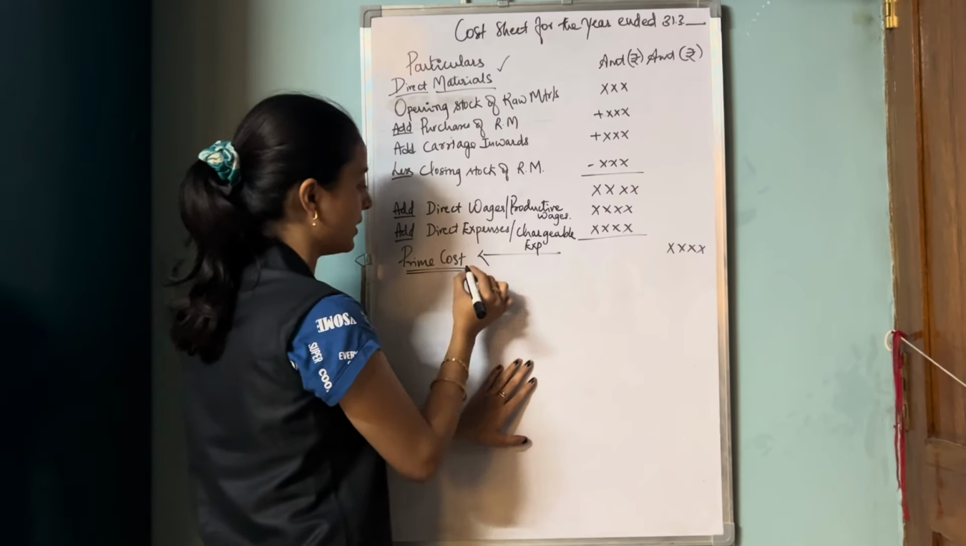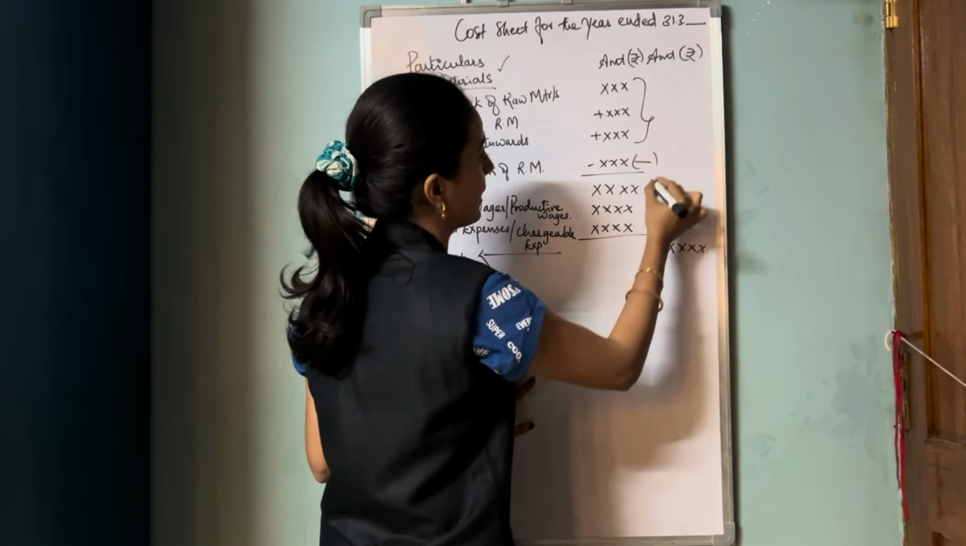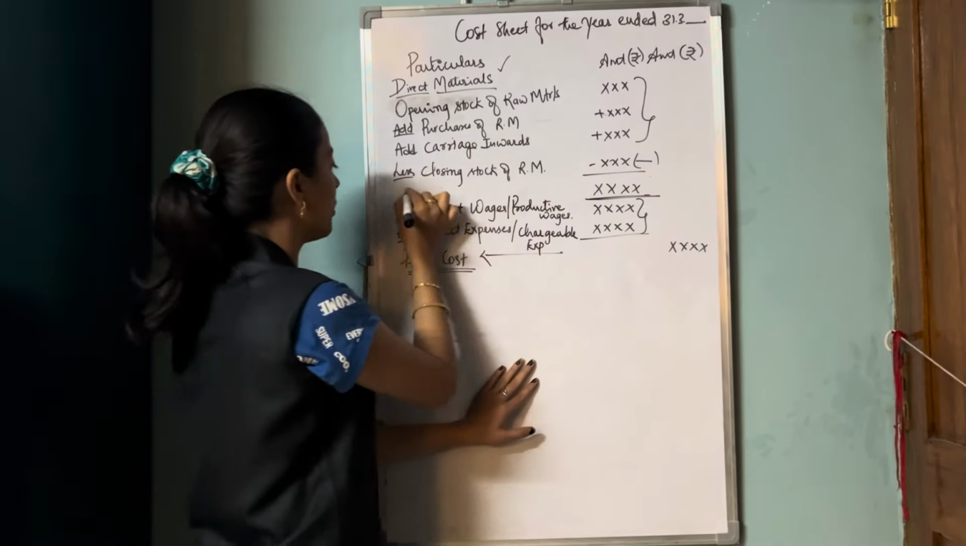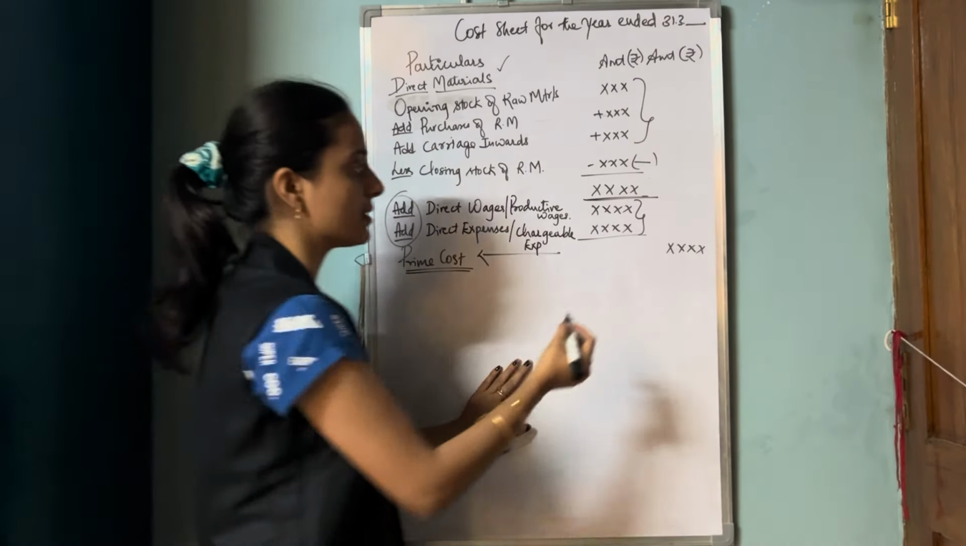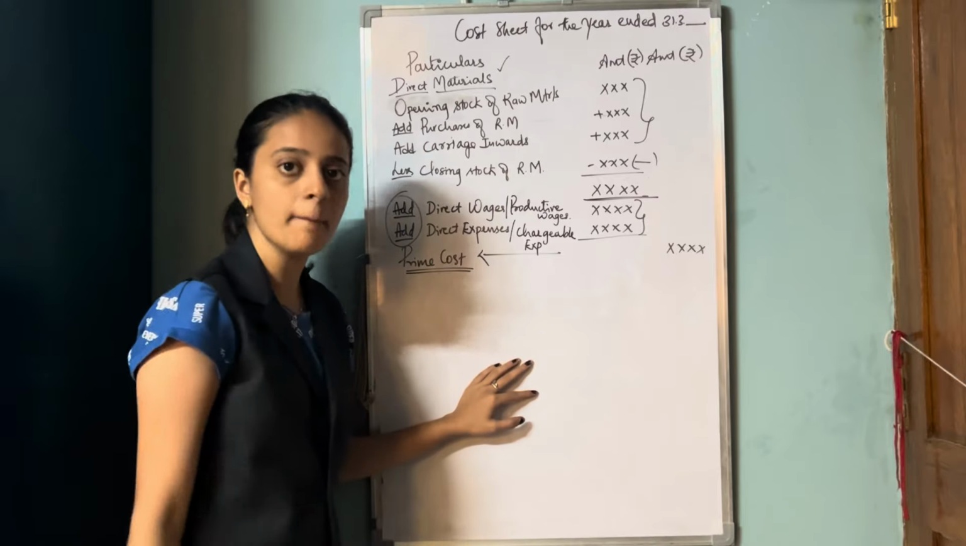So it will result in prime cost. What I did, I added all this, I subtracted this, and it results in this. We added all the things and I wrote in the outer column the final answer, that is nothing but the prime cost.